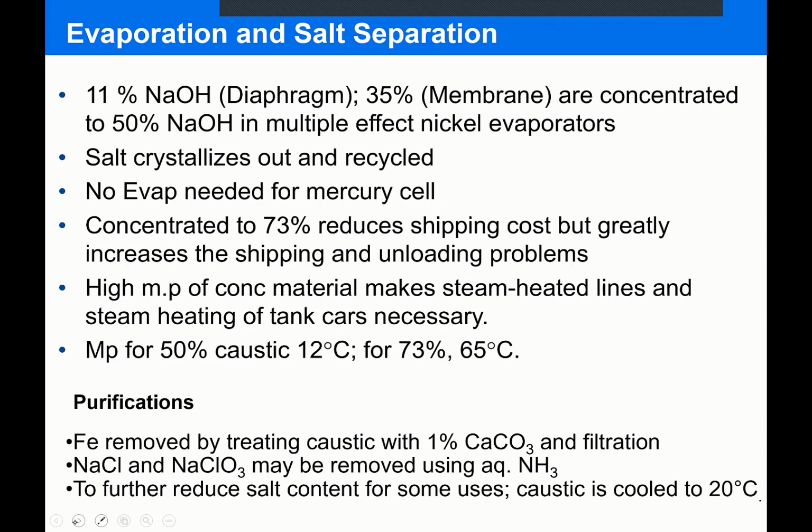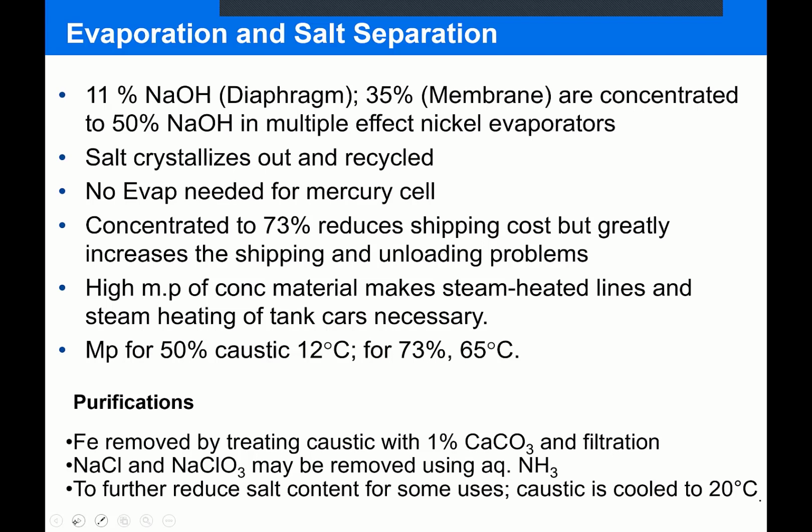The products undergo evaporation and concentration, and that will have different energy requirements depending on the process. For example, the diaphragm process produces only 11% concentrated sodium hydroxide, while the membrane process produces up to 35%. The mercury process is actually typically within the concentration of 50%. So both the products from the diaphragm and the membrane cell need to be concentrated to higher concentrations. And after these concentrations, it will crystallize out any salt that can be recycled to the production step again.